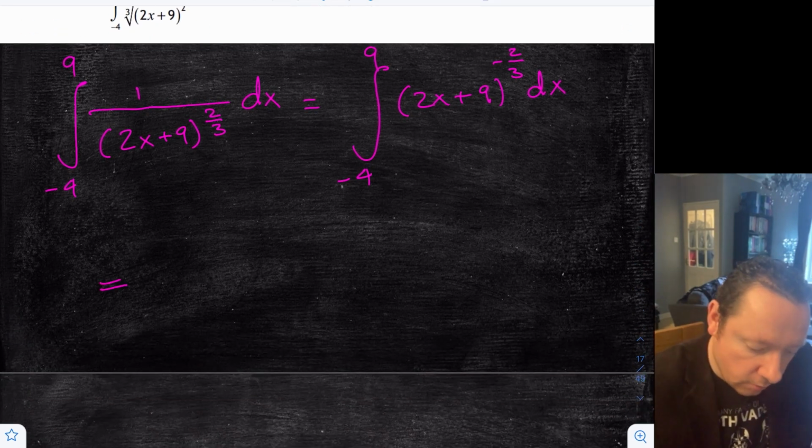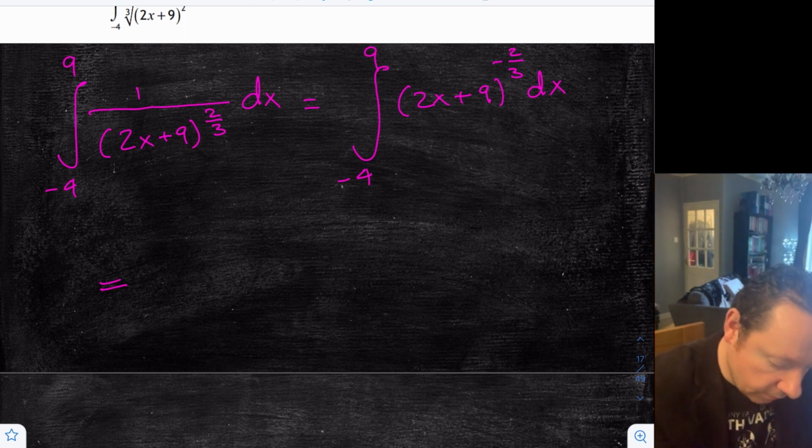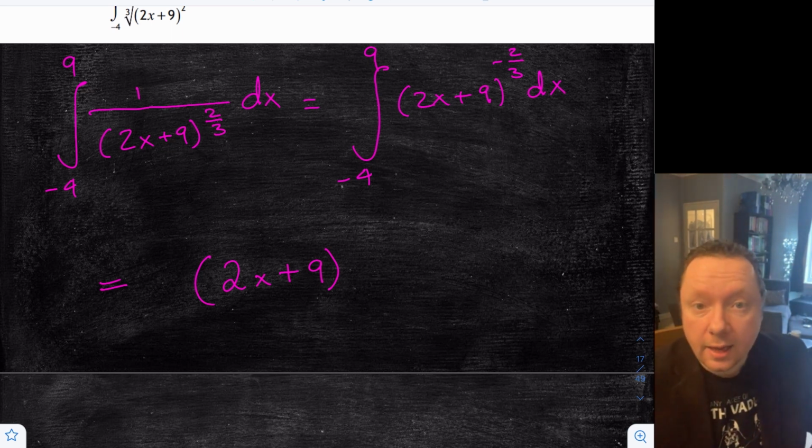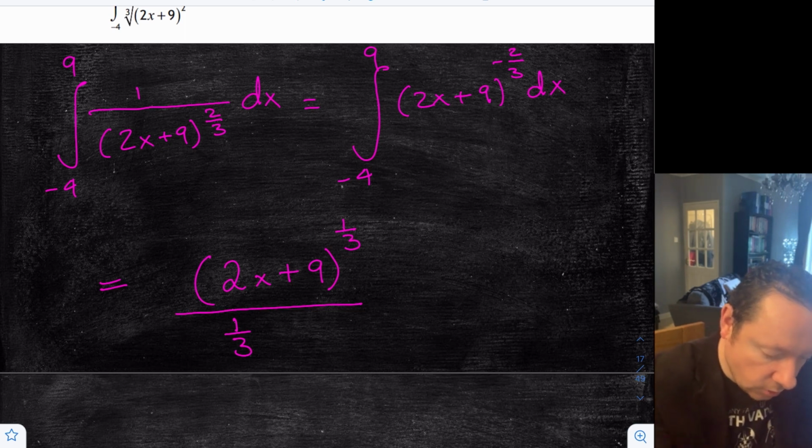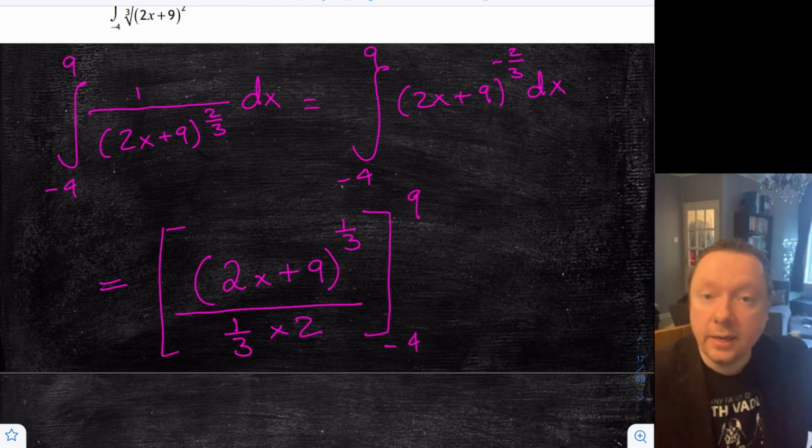So we add 1 to the power and divide by the new power. So being very careful, we've got 2x plus 9, add 1 is a third. Divide by our new power. So divide by a third, but also divide by this differentiated, which is 2. So I can say times 2 on the bottom as well. And that is between minus 4 and 9, which I'll substitute in when I'm ready.